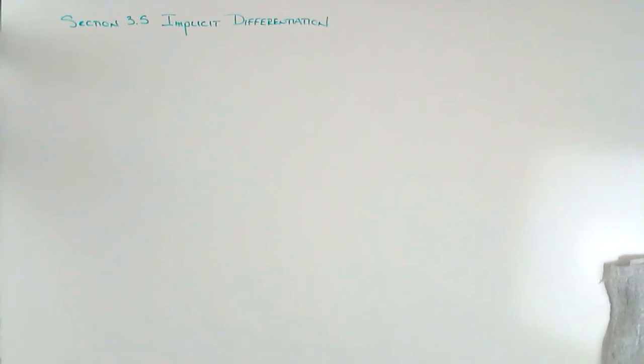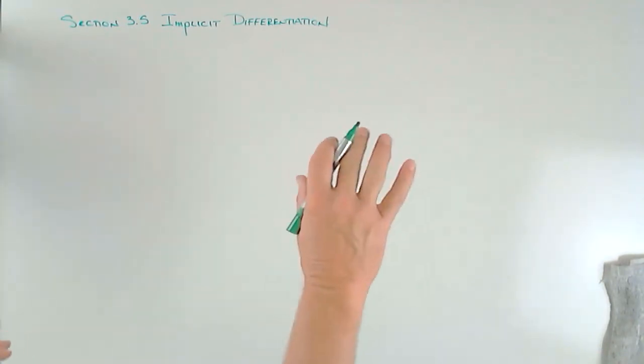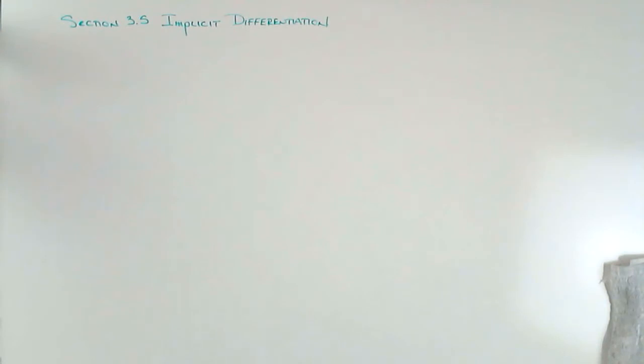So in this section, we're going to focus on how to take the derivative of an equation when we can't solve that equation for y. We cannot explicitly write the equation as y equals and have all of our independent variables on the right-hand side. So we'll take a look at a question.